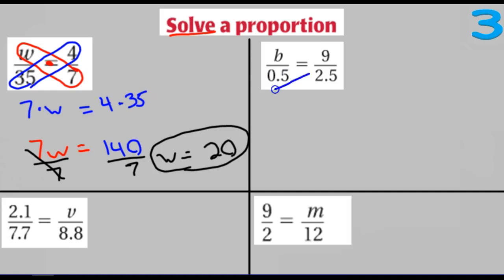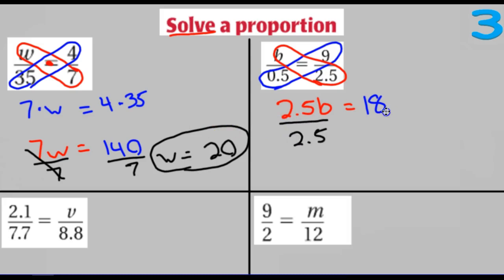Here again, we're going to cross multiply, so 0.5 times 9 and 2.5 times B. So we'll get 2.5B equals 9 times 0.5, which gives us 18. So we divide by 2.5, and B equals 7.2.